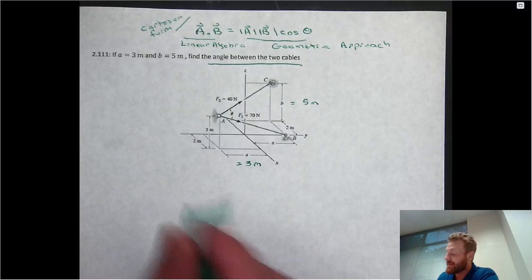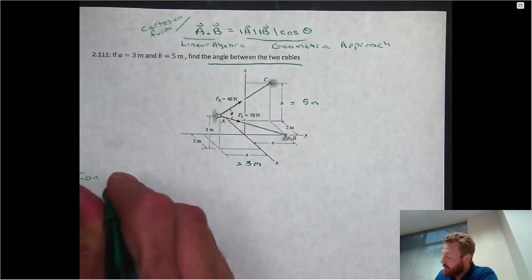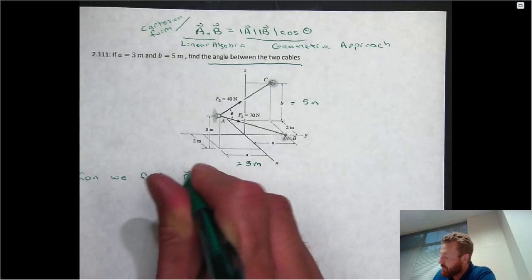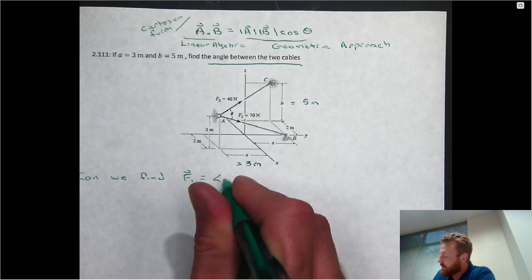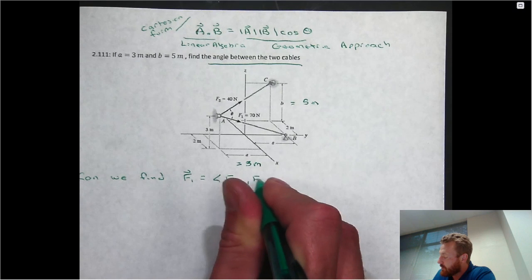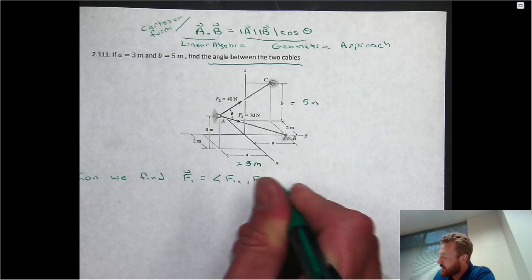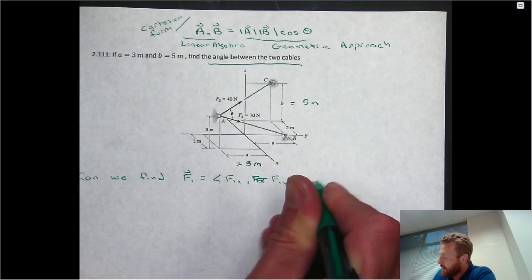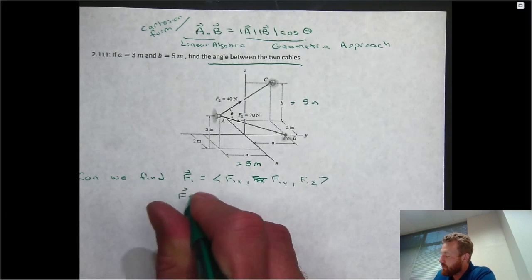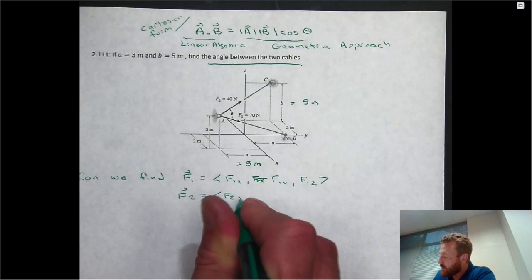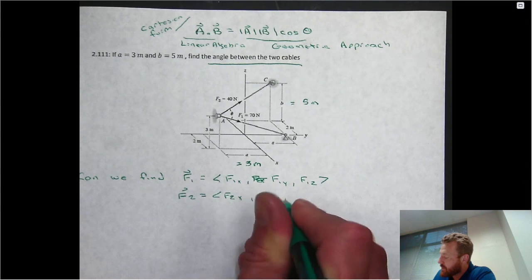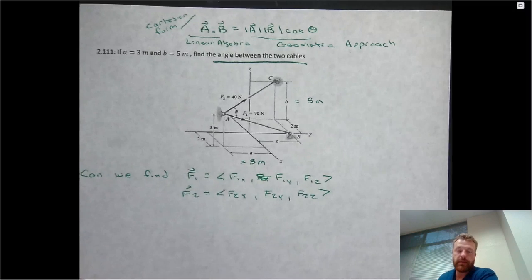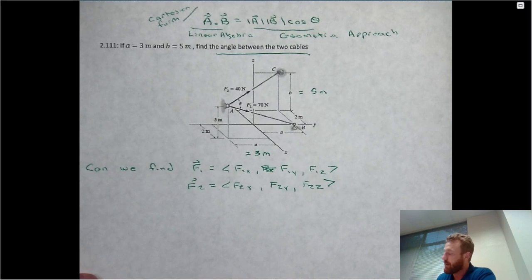What that means in this case is, can we find an expression to decompose F1 in terms of its x, y, and z components? So F1x, F1y, and F1z. And can we do the same thing for F2? Because if we can do this, we clearly see that we're going to be able to compute dot products, and then we're going to be able to compute magnitudes, and we'll be able to do our problem.